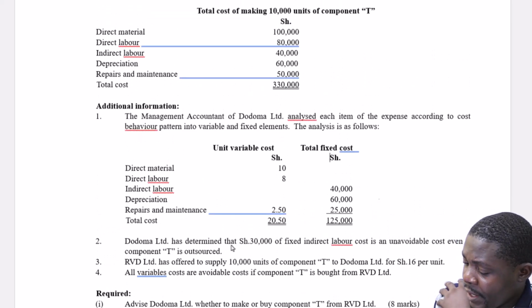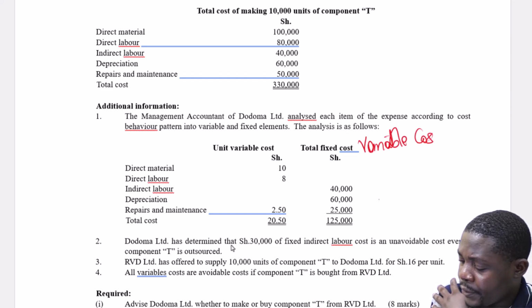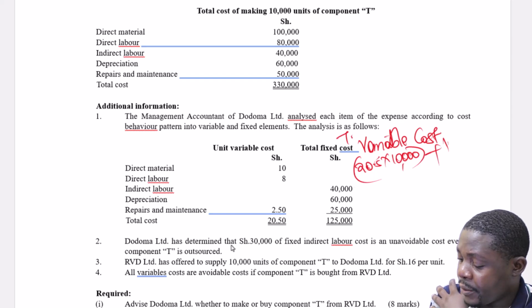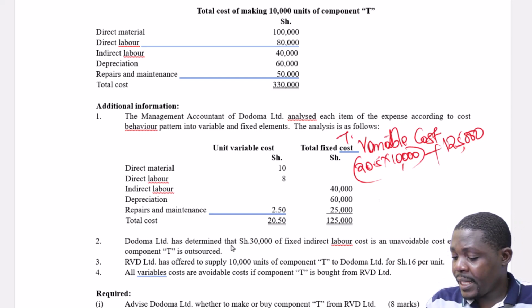Now to get the total variable cost, we take the variable cost per unit, which is 20.5, and multiply by the units. They were 10,000 units. Whatever we get, we add to the fixed cost, which is 125,000. Let's just try to see whether we are getting 330,000.